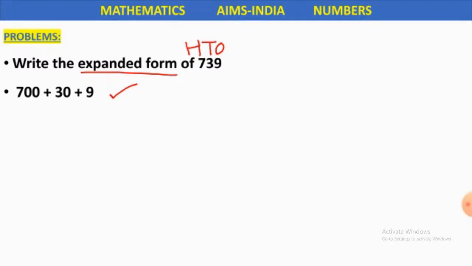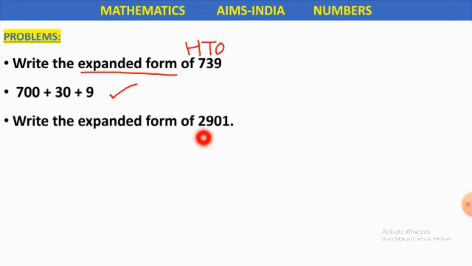Whoever got this correct answer, please clap for yourselves. Very good job. You've done a great job. Okay. Others who have got the wrong answer, try the next one here. Write the expanded form of 2901. Hope you'll all get the right answer this time. Start solving, children.